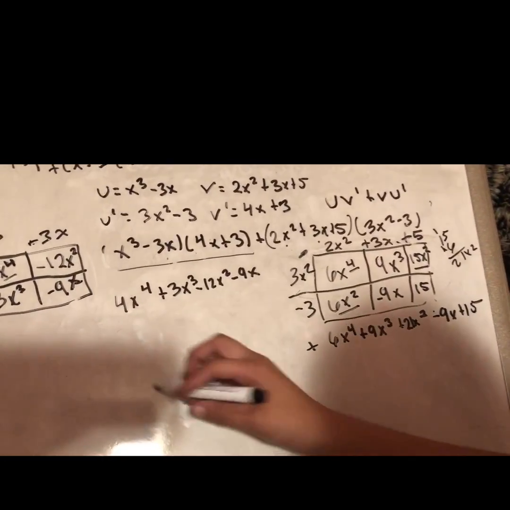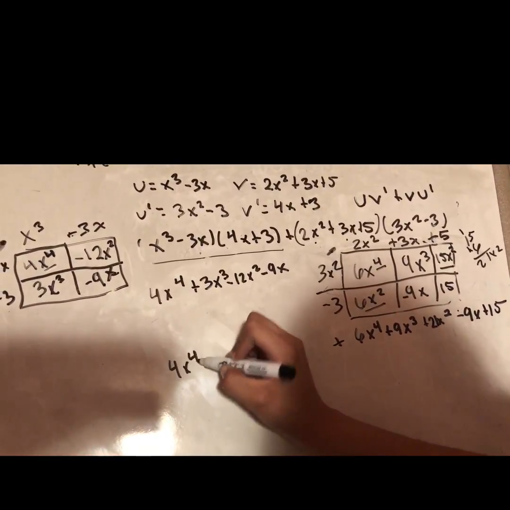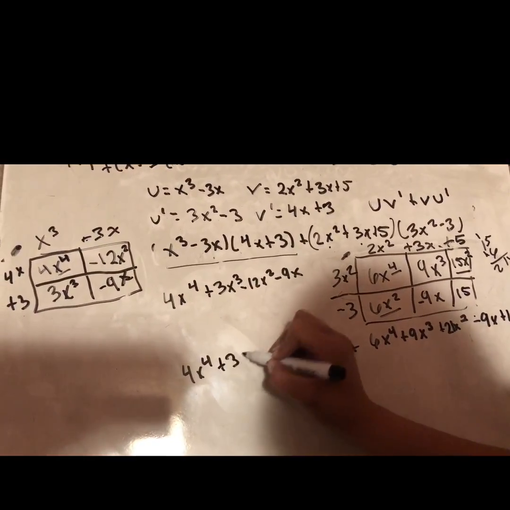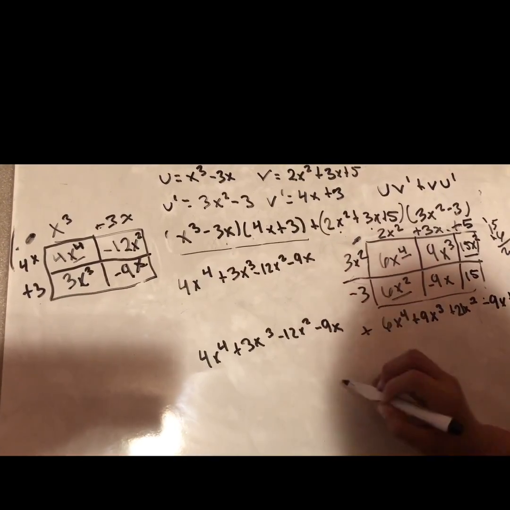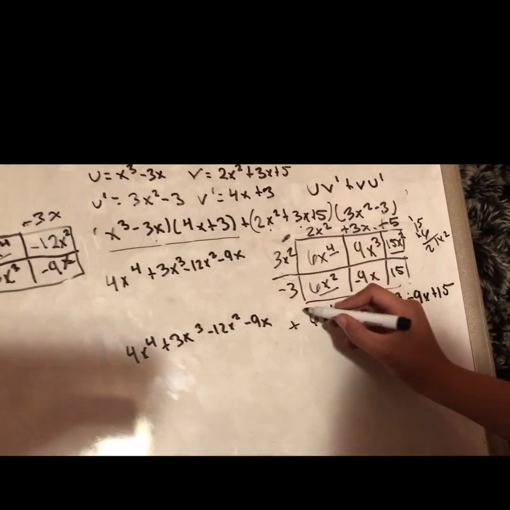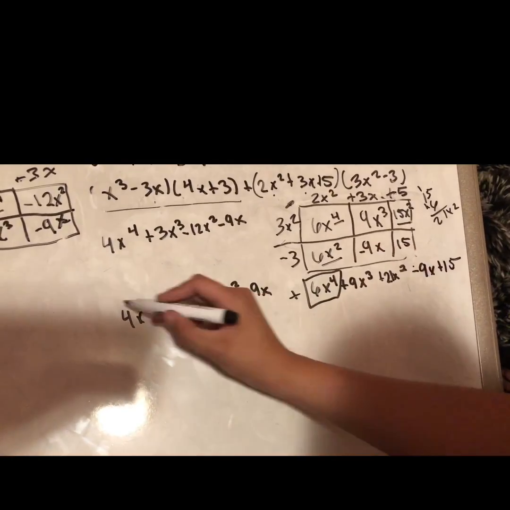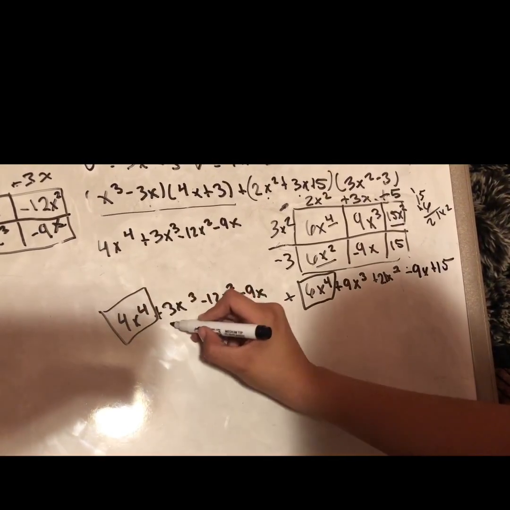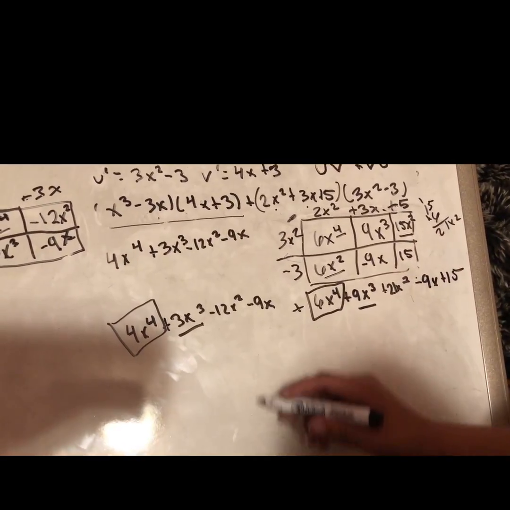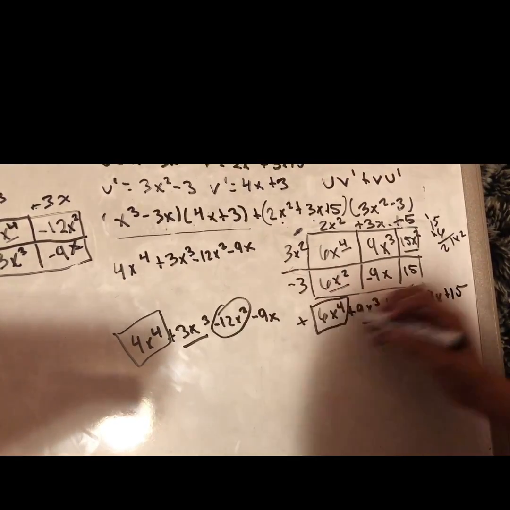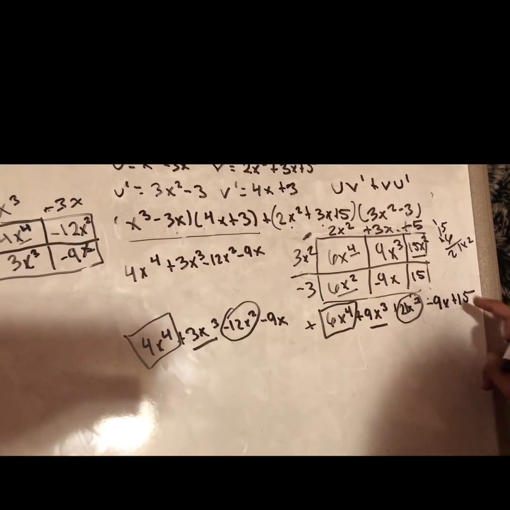So let's move it over here. 4x to the 4th, we're just going to move this down to have it going the same way. Negative 12x squared minus 9x plus, okay, so now we're going to combine our like terms. I'm going to square the 4's, underline the x to the power of 3, circle the x squared, and I'm just going to leave the negative 9 and the 15 alone, so I could already see what I'm doing.